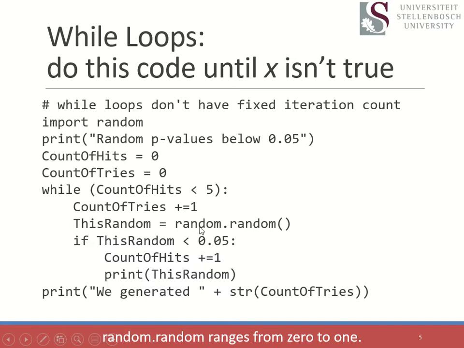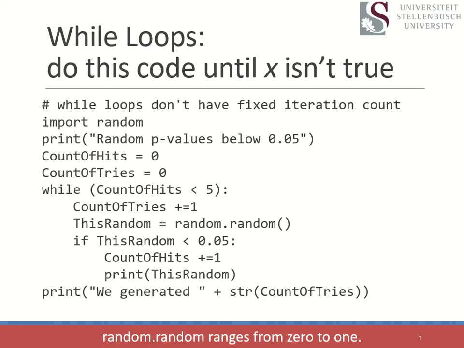The way that we do that is to run the random function from the random module. So random, as I said at the bottom here, ranges from 0 to 1. It's not normally distributed, it's uniformly distributed. So imagine you had a million-sided die and rolled it. That's going to give you an equal chance of any one face showing up. In the same way, we have a uniform distribution from 0 to 1 in random. So if this random value is less than 0.05, increment count of hits, and print what that random value is.